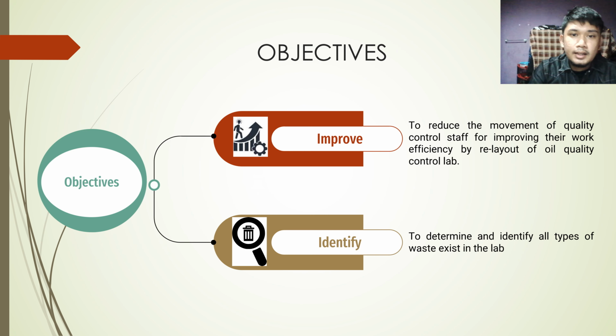These are the two objectives of the project, which are to improve and to identify. For further explanation, the first objective is to reduce the movement of quality control staff for improving their work efficiency by re-laying out the whole quality control lab. And the second one is to determine and identify all types of waste that exist in the lab.